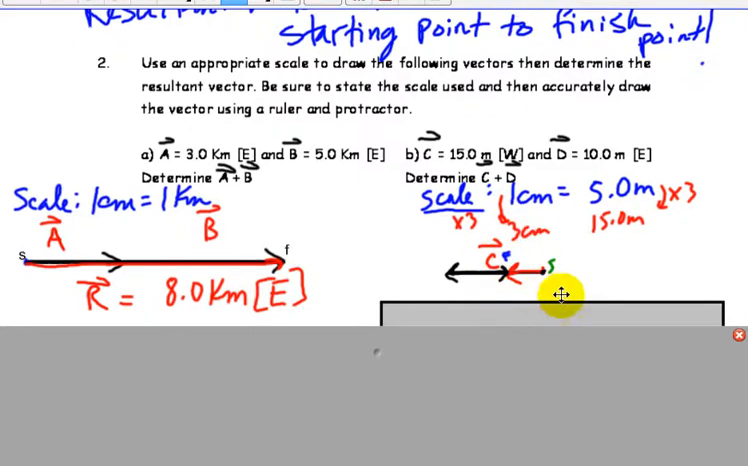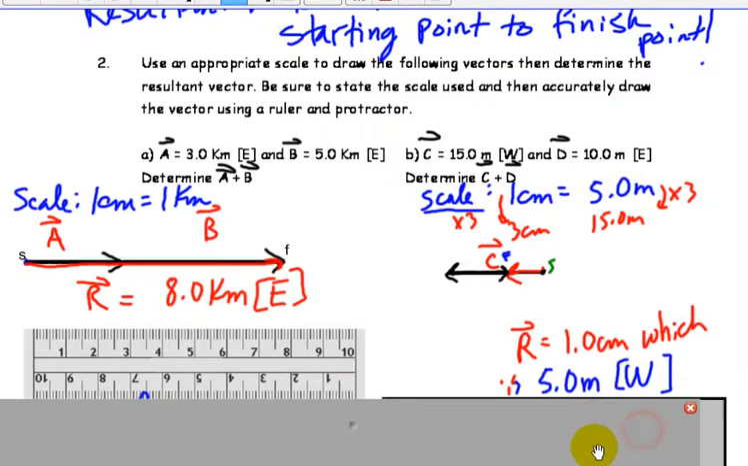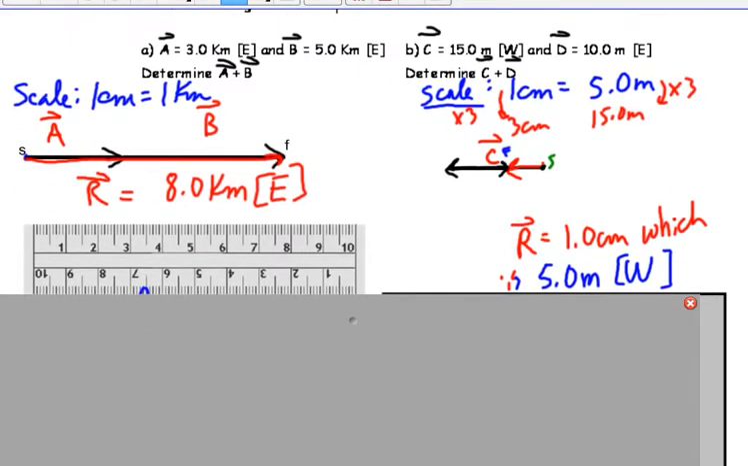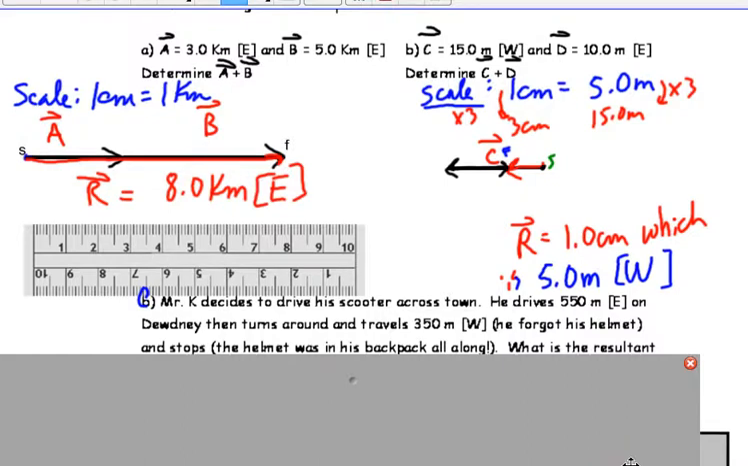So once again, to recap, start, this is my first vector. Adding the second vector on from where you left off, boom, you end up here. So the resultant is from start to finish. So if I look at my diagram here, from S to F, it's this little red vector right here. And of course you can see that that is going to be 1 centimeter. And of course 1 equals 5, so using my scale there, that of course would be 5 meters west.